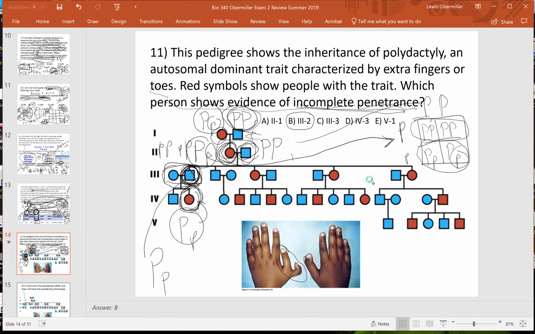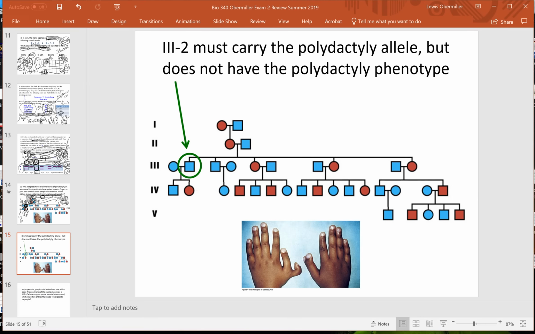So anyway, this parent right here would have to be heterozygous. So we would suspect that this person shows evidence of incomplete penetrance. All right, next one. And that's just showing you that this child couldn't be born big P, little p, unless one of these parents had little p in it. So that's not possible unless this is due to incomplete penetrance.